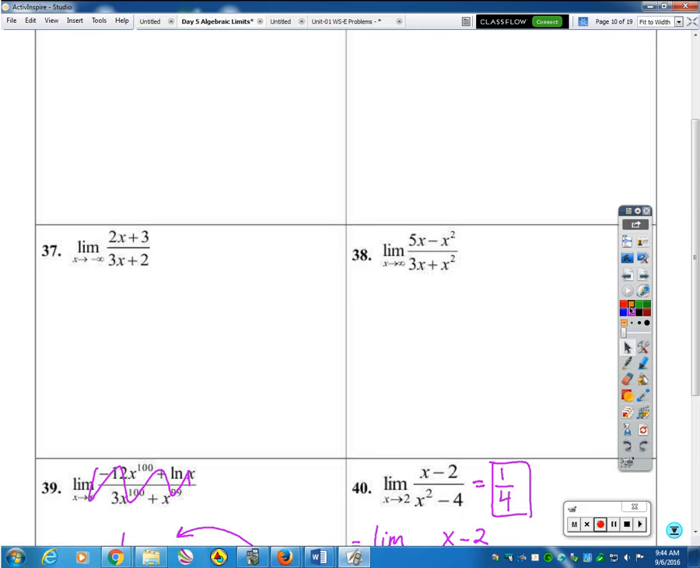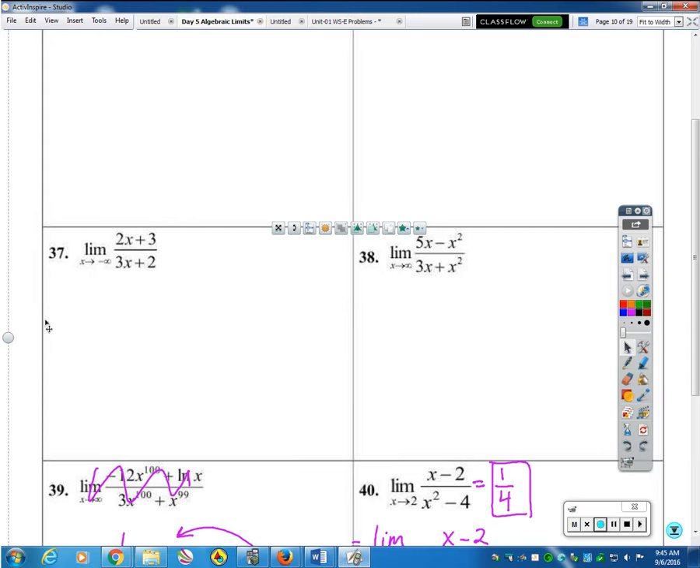Let's see. Negative infinity, you can think of that as being a very small value, or you can think of it as being a very large negative value. If I think of it as a large negative value, this problem becomes very much like a problem where x is approaching positive infinity. I say, well, 2 times a very large negative added to 3 isn't going to make a whole lot of difference. The 3 is just not going to make much difference. So this problem can be rewritten like this.